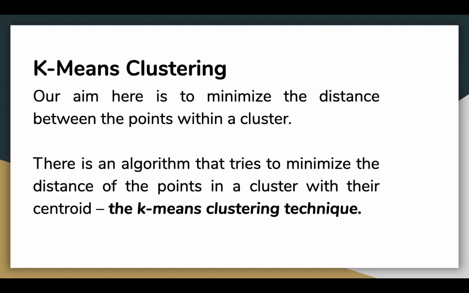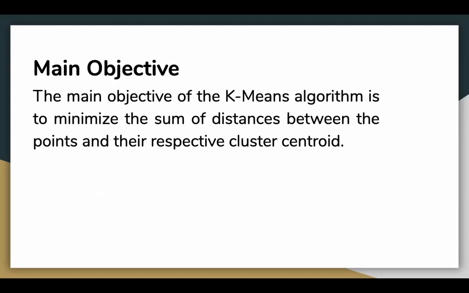So let's talk about k-means clustering now. We have finally arrived at the main part of the video. Now, with regards to generating clusters, our aim here is to minimize the distance between the points within a cluster. There is an algorithm that tries to minimize the distance of the points in a cluster with this centroid. This is called the k-means clustering technique. The main objective of the k-means algorithm is to minimize the sum of distances between the points and their respective cluster centroid. Let's see how the algorithm works in action.